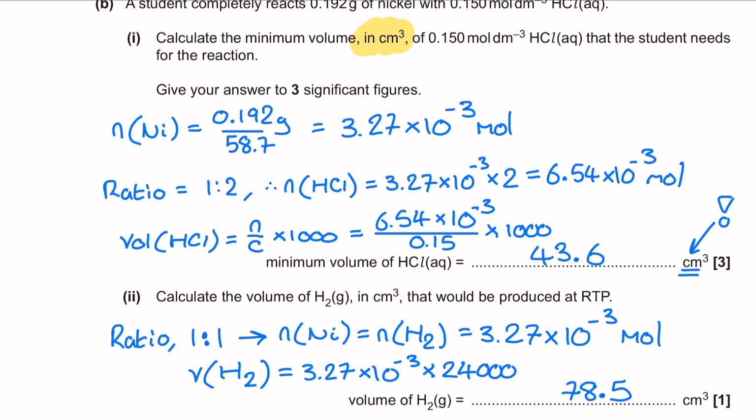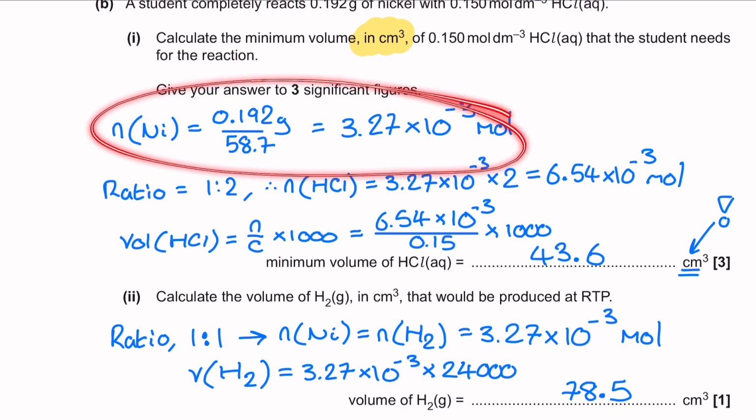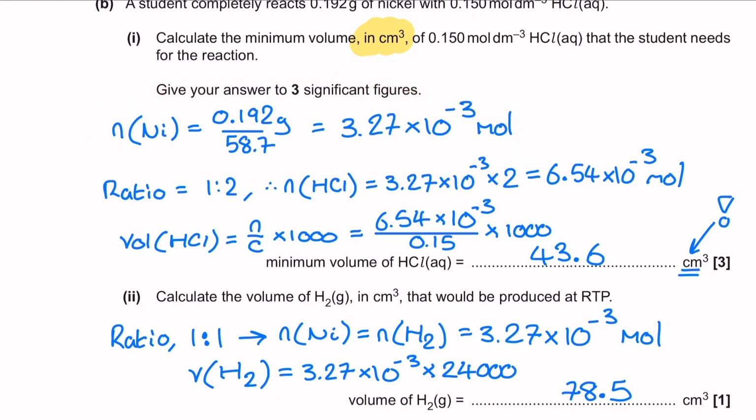Now, my answer of moles over concentration actually comes out in decimeters cubed. So by multiplying by 1,000, I get it into centimeters cubed as requested by the question. So my correct answer here is 43.6 centimeters cubed. The very next part of the question leads directly on from the moles we calculated up here. Calculate the volume of hydrogen in centimeters cubed, once again, that would be produced at room temperature and pressure.